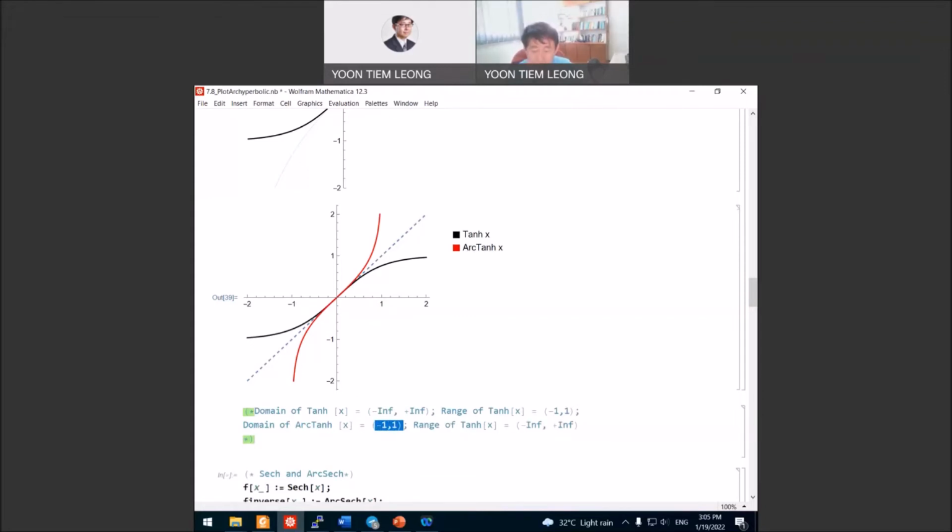So the range and domain of the function and its inverse swap. So the range of the inverse hyperbolic tangent is just equal to the domain of the tangent function, which is from negative infinity to positive infinity. So you look at the red color line: the range is going from negative infinity up to positive infinity, but its domain is only limited to be between -1 and 1. And the endpoints of 1 and -1 are not included.